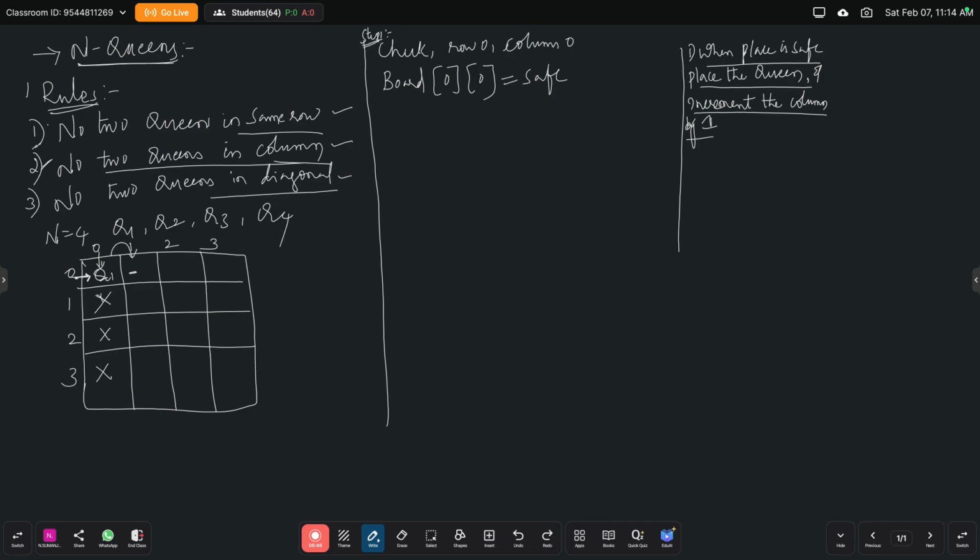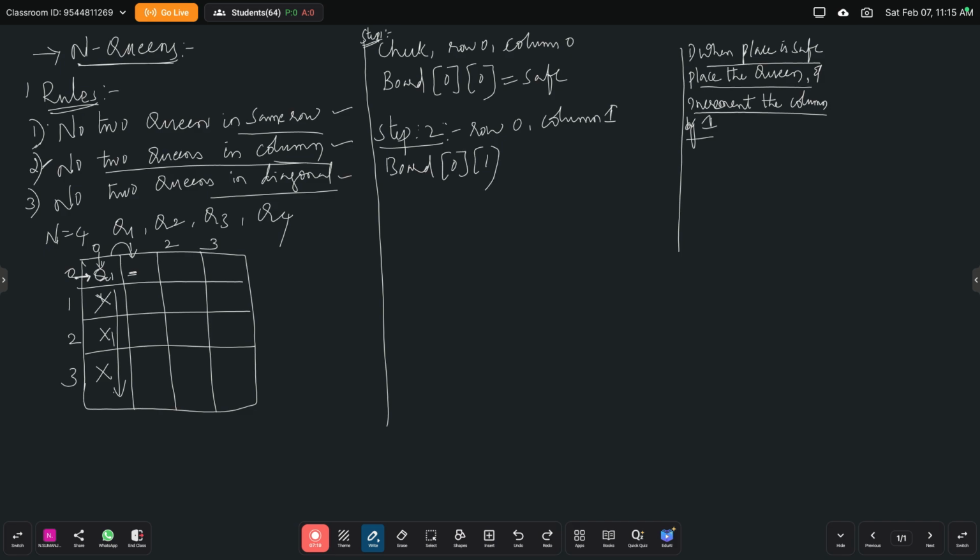So we have already placed our queen 1 in the 0th column, so we cannot place any further queen in this particular column. So we directly shift to the next column. Now what is our step? In step 2, what do we have to check? Row 0 and column 1. Where on the board? 0th row and first column.